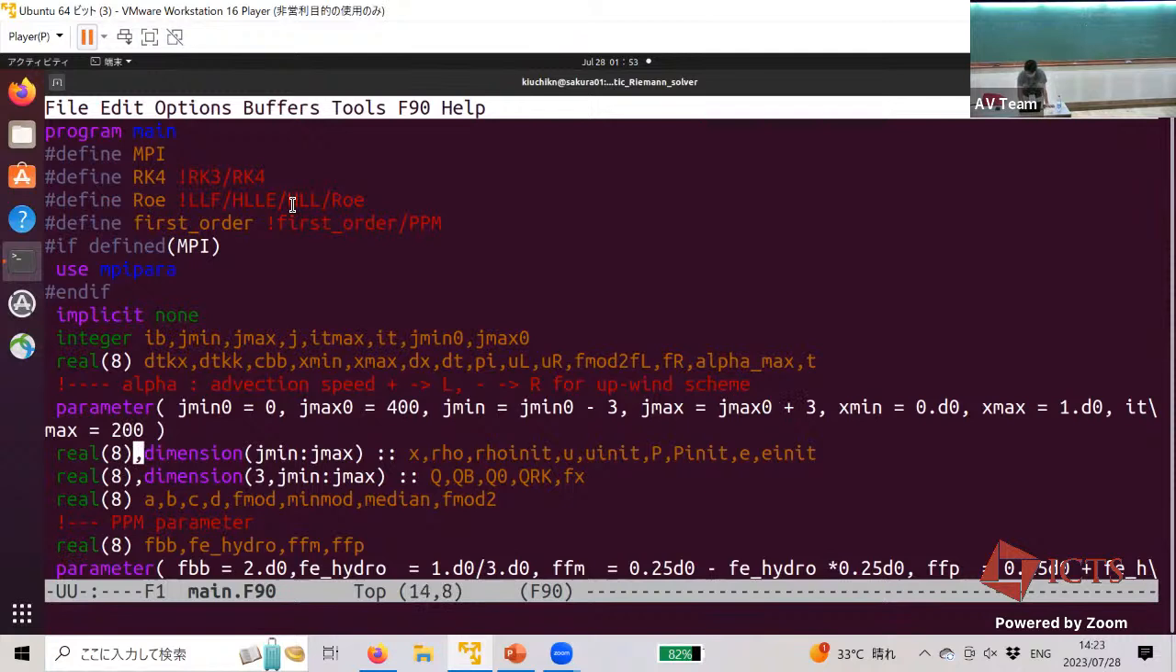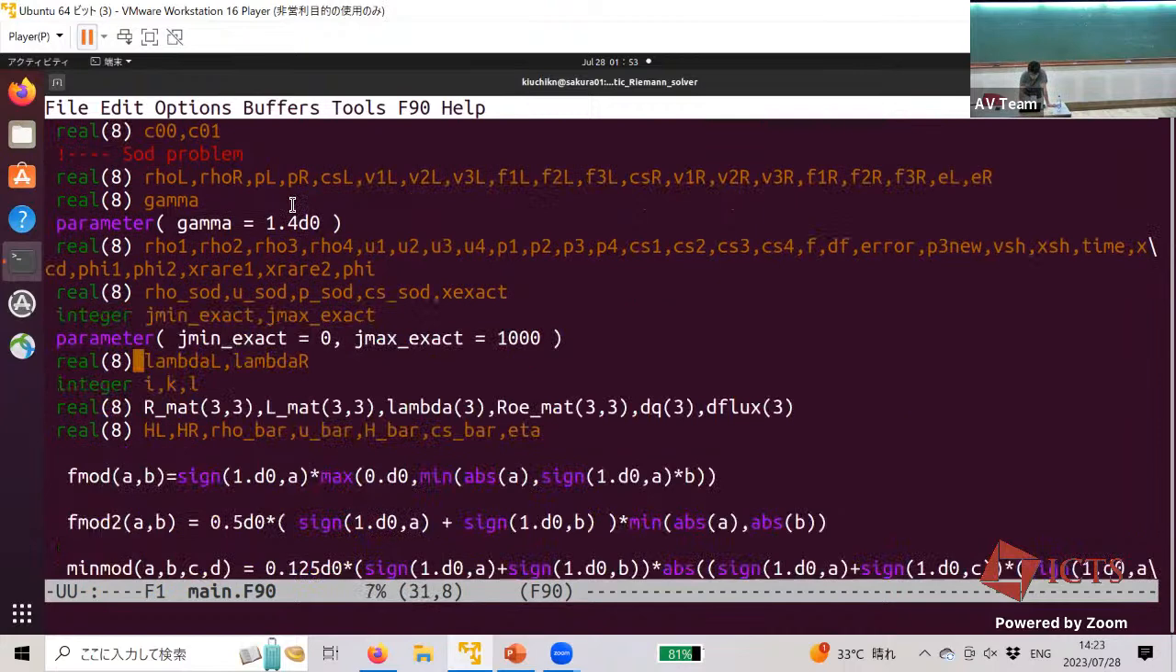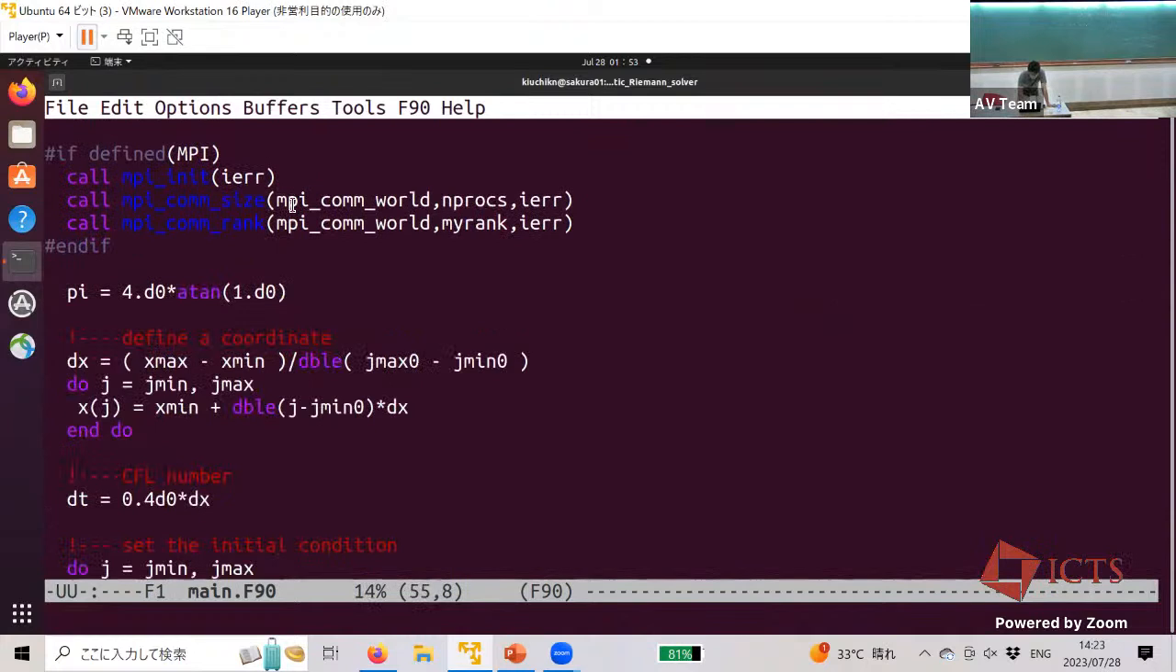Okay, and then you define the variables. I'm going to explain this parameter later on, but for the shock tube problem, you need to specify the gamma of the equation of state, 1.4 in this case. And the exact solution is a little bit here, and I will explain one by one. And then we start the simulation.